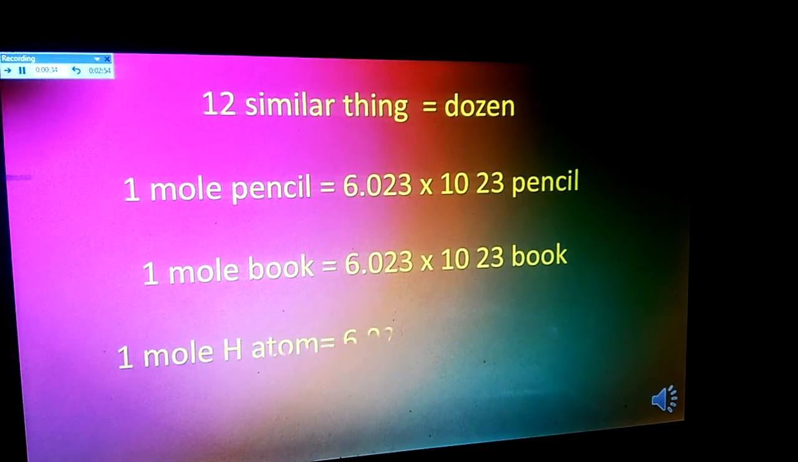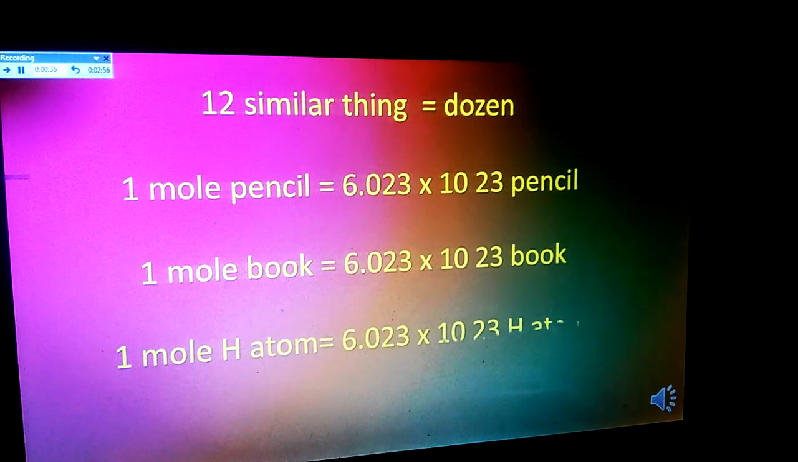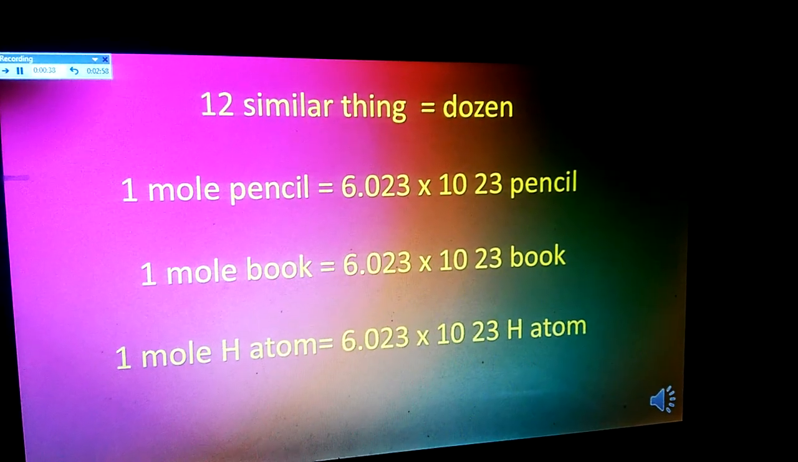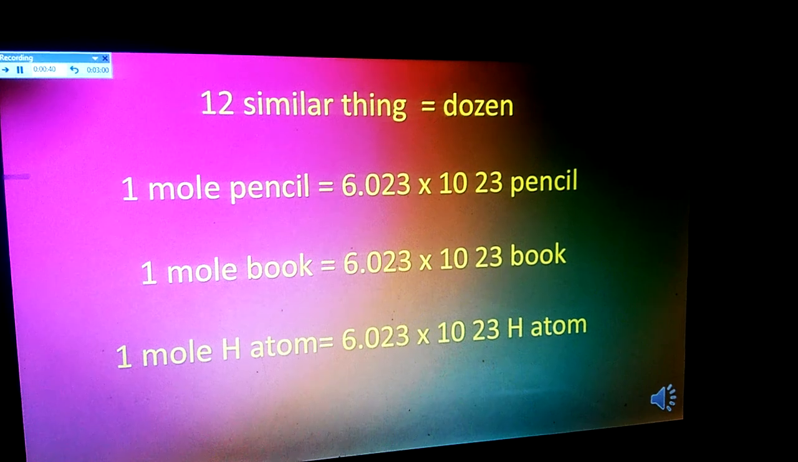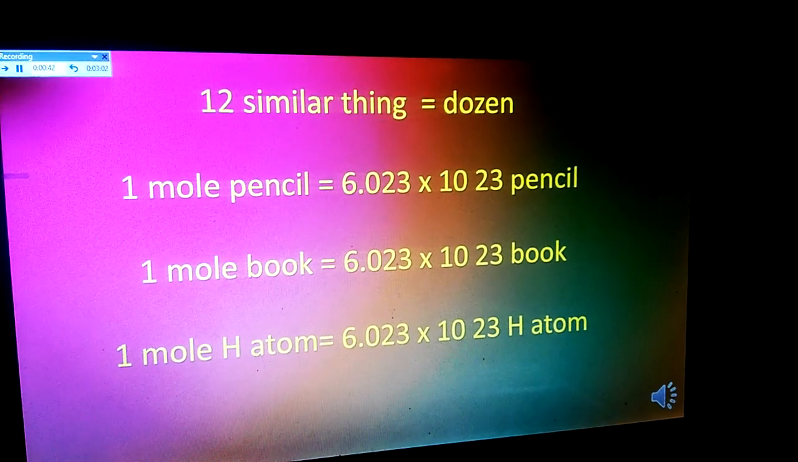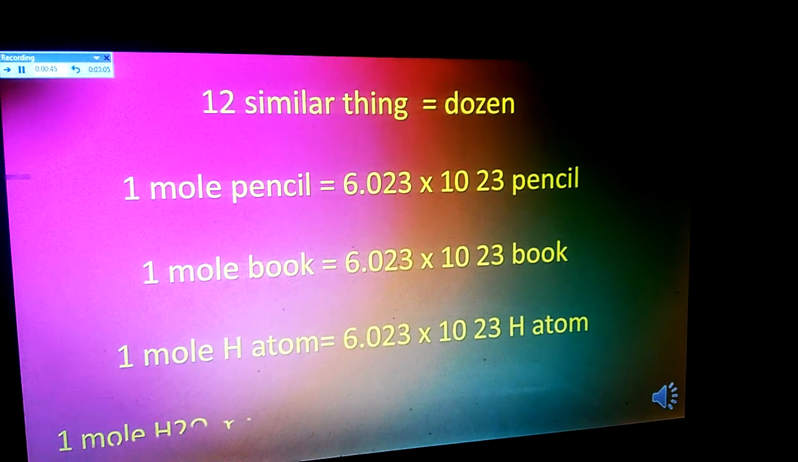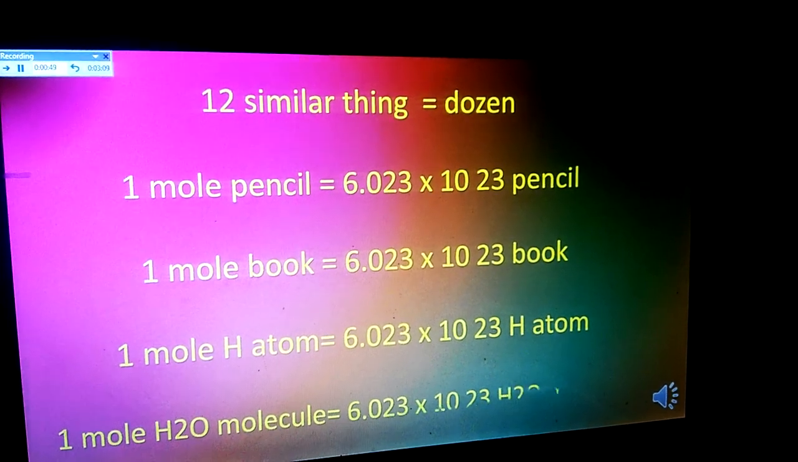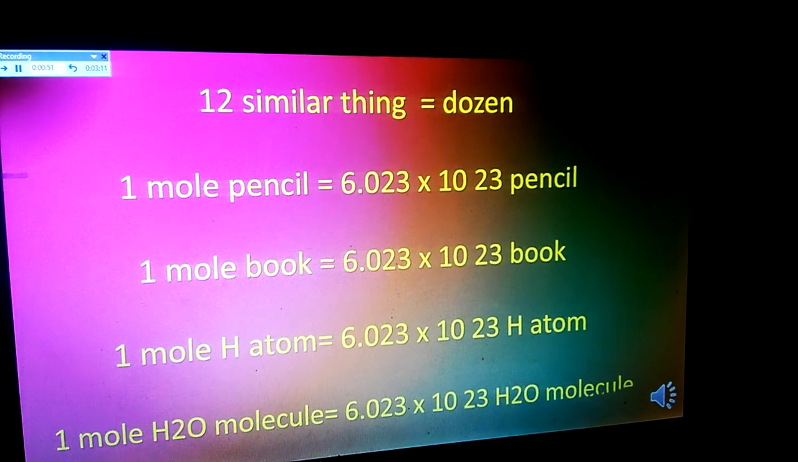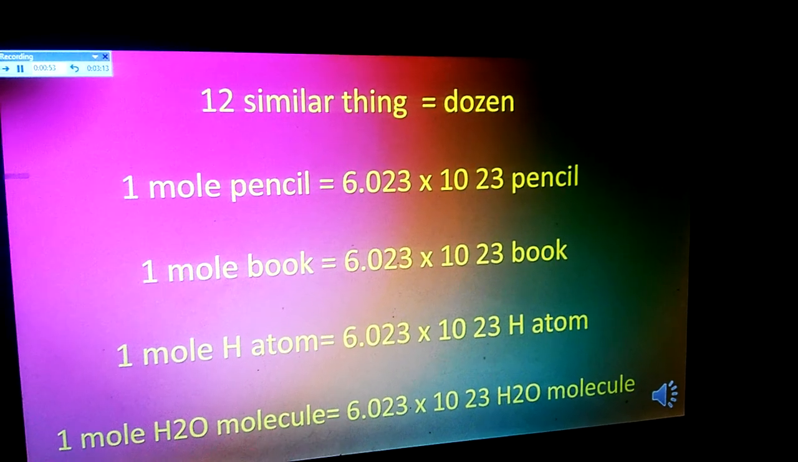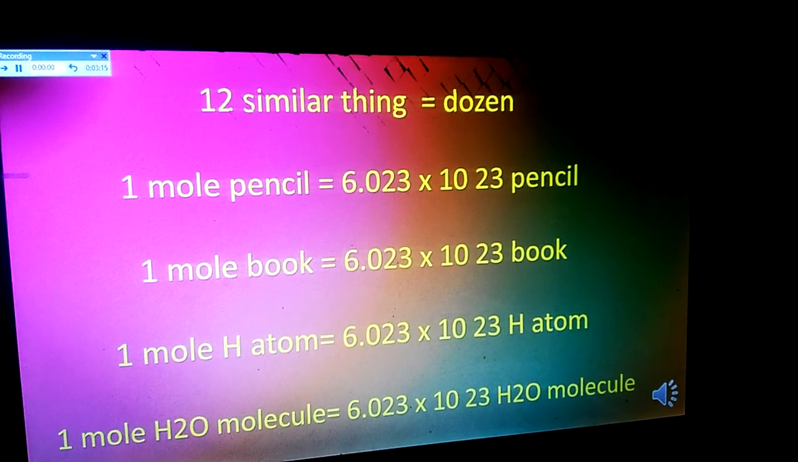Just like this, 1 mole of hydrogen atoms is equal to 6.023 multiplied by 10 raised to power 23 hydrogen atoms. And 1 mole of water molecules is equal to 6.023 multiplied by 10 raised to power 23 water molecules, H2O molecules.